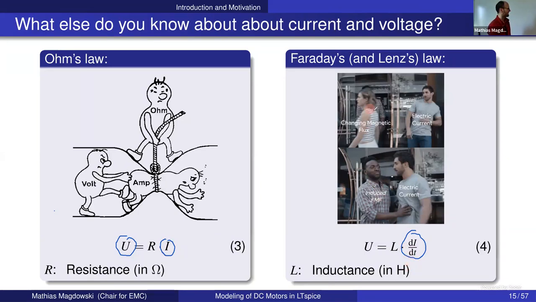And this funny Mimir should say something else. So current is proportional to the magnetic flux.